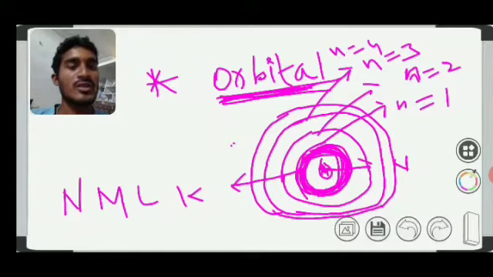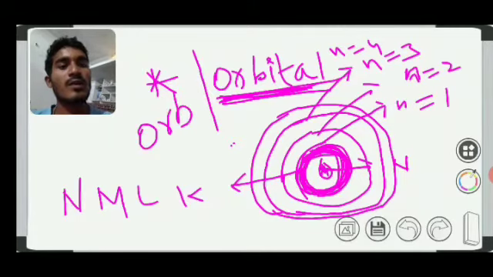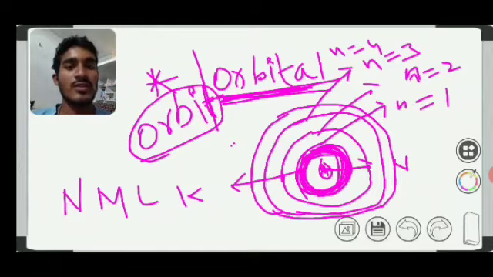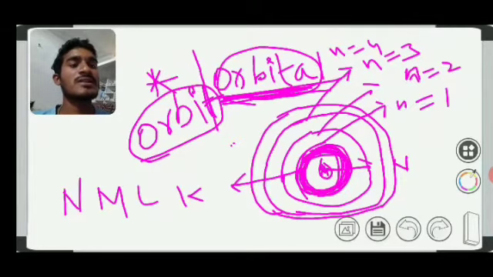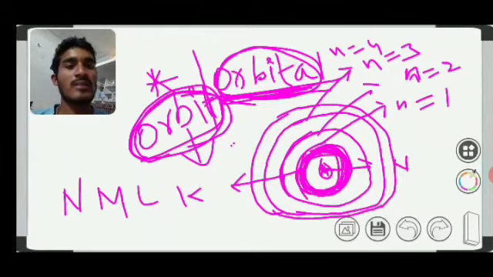This is another definition. When we compare orbits and orbitals, the main huge difference is that they are different. An orbit is a circular path, and an orbital is a space. The electrons revolving around the nucleus in a circular fixed path, that fixed path we call an orbit. Can you guess the difference between orbit and orbital?